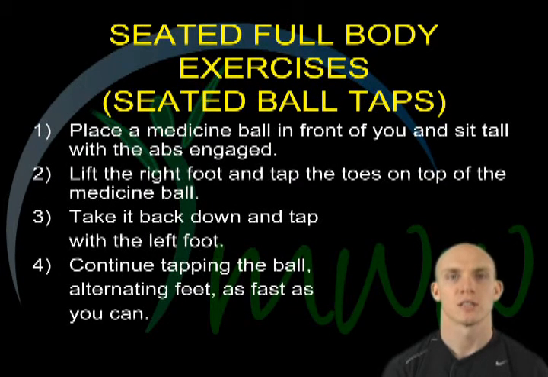Seated full body exercises. Seated ball taps. Seated ball taps are another great exercise to do. First, place a medicine ball in front of you and sit tall, making sure to keep your abs tight. Lift the right foot and lightly tap the toes on the top of the medicine ball. Take your right foot back down and tap the ball with the left foot. Continue tapping the ball, alternating feet. As you get more comfortable with this exercise, try to alternate your feet as fast as you can.